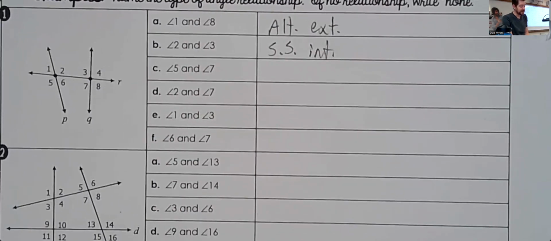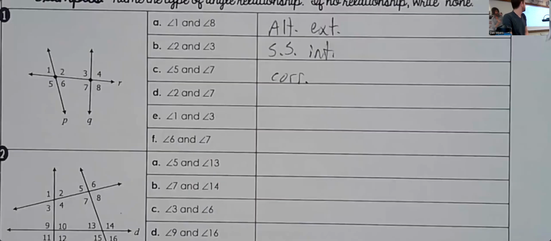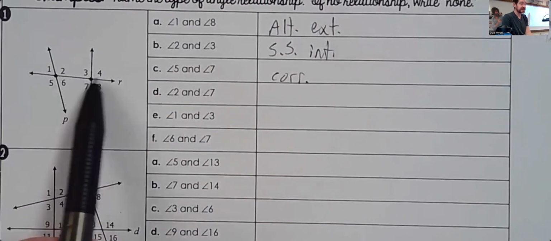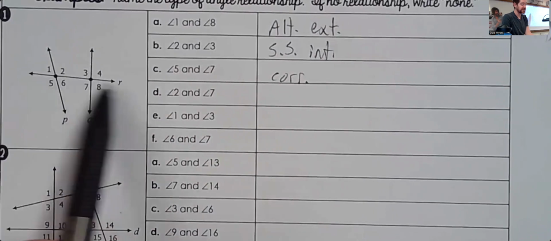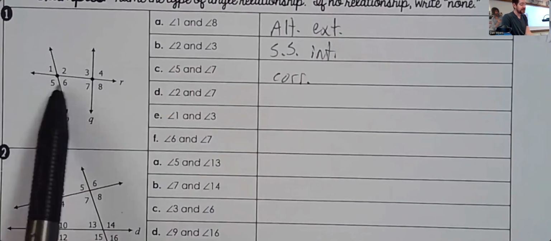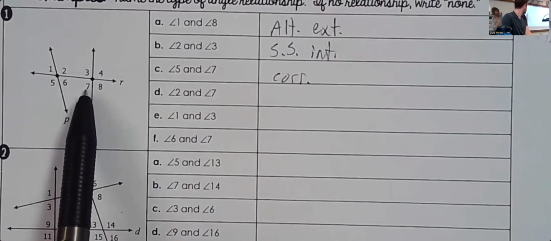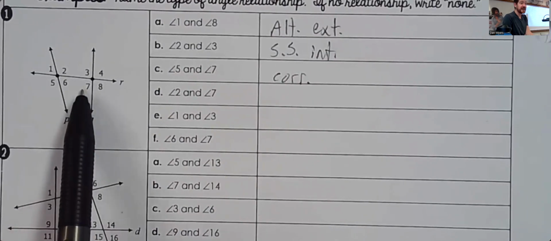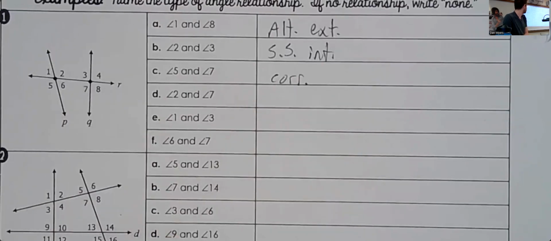How about 5 and 7? Those are corresponding, yeah. I just usually do CORR for corresponding. Those are corresponding because they're on the same side of the transversal. By the way, R is the transversal because it's the one that goes through the other 2. So line R is the transversal. 5 and 7 are both on the underside of the transversal. And it's 5 out here, and then we skip 6 and we go to 7. So that would be every other on the same side of the transversal, meaning corresponding.